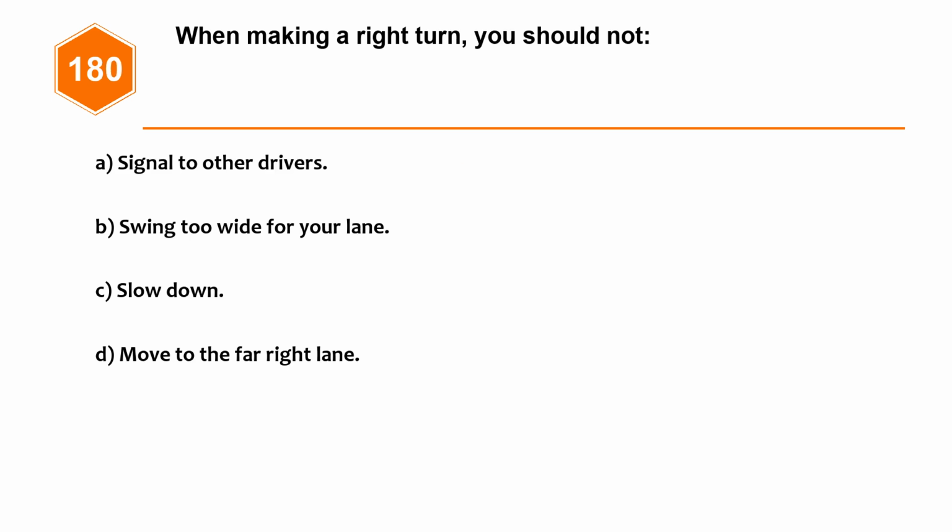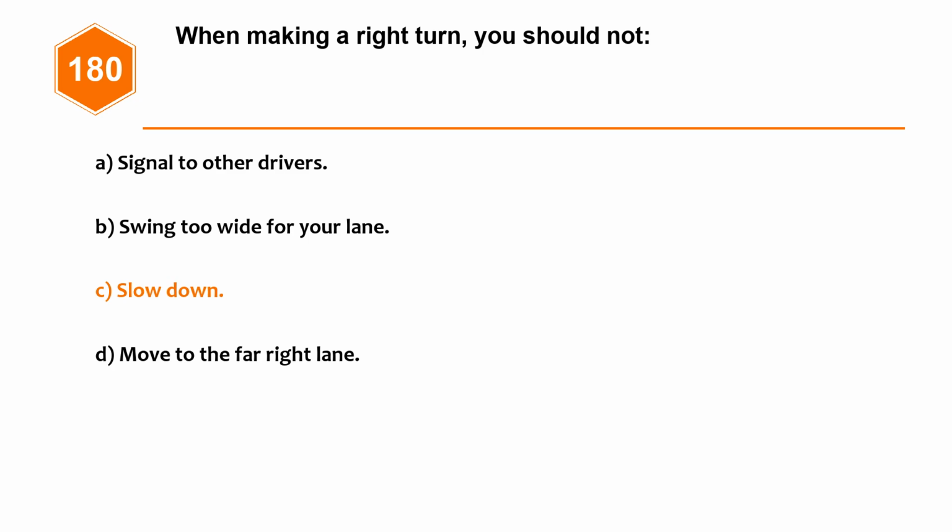Question 180. When making a right turn, you should not. Option A. Signal to other drivers. Option B. Swing too wide for your lane. Option C. Slow down. Option D. Move to the far right lane.